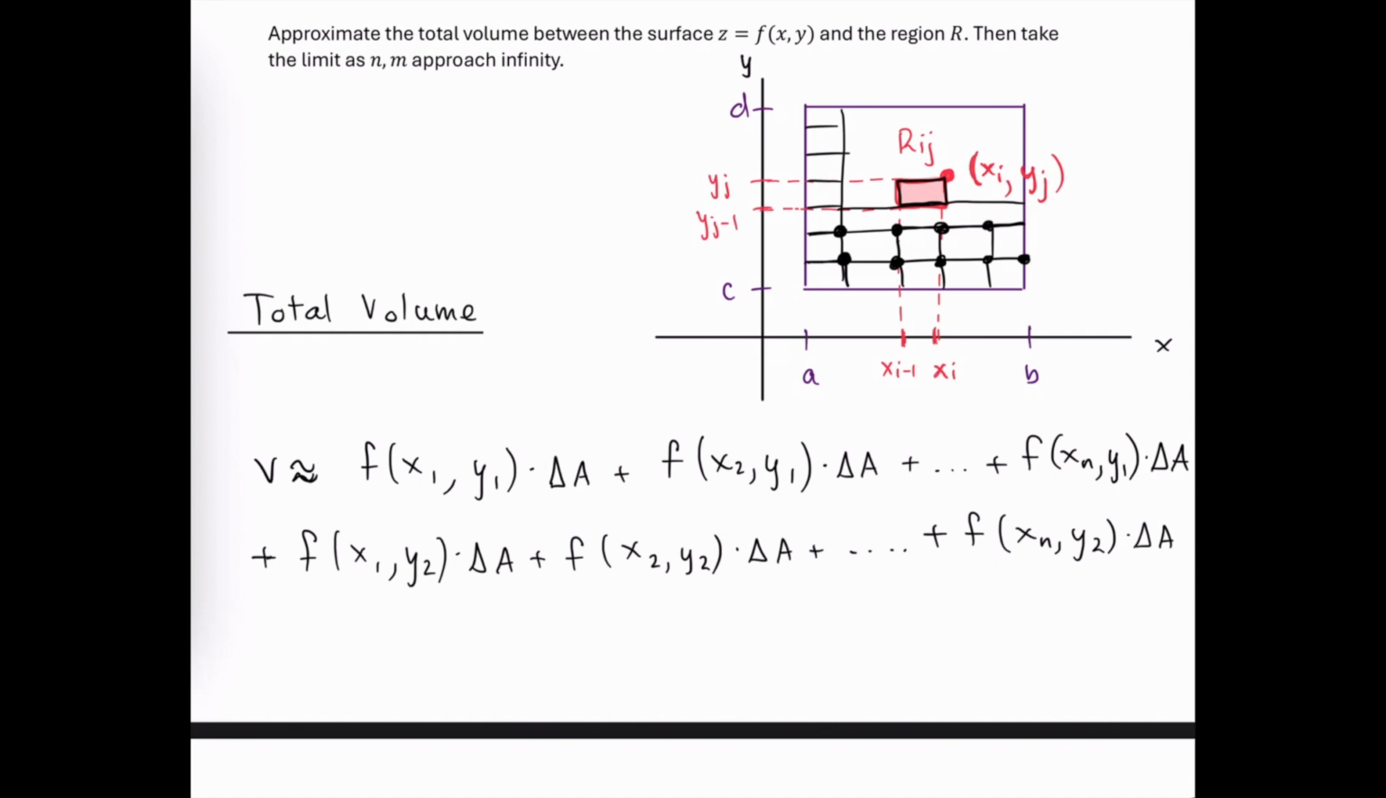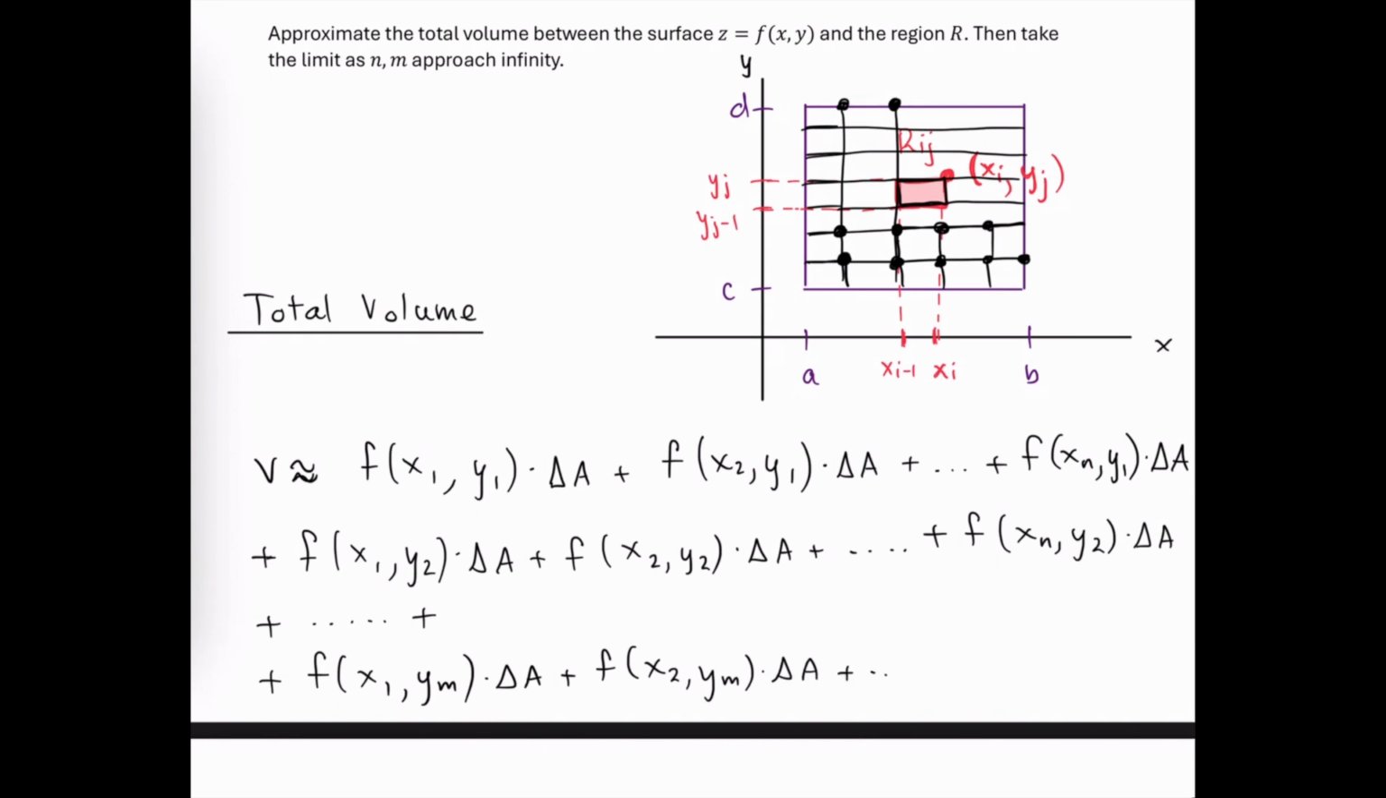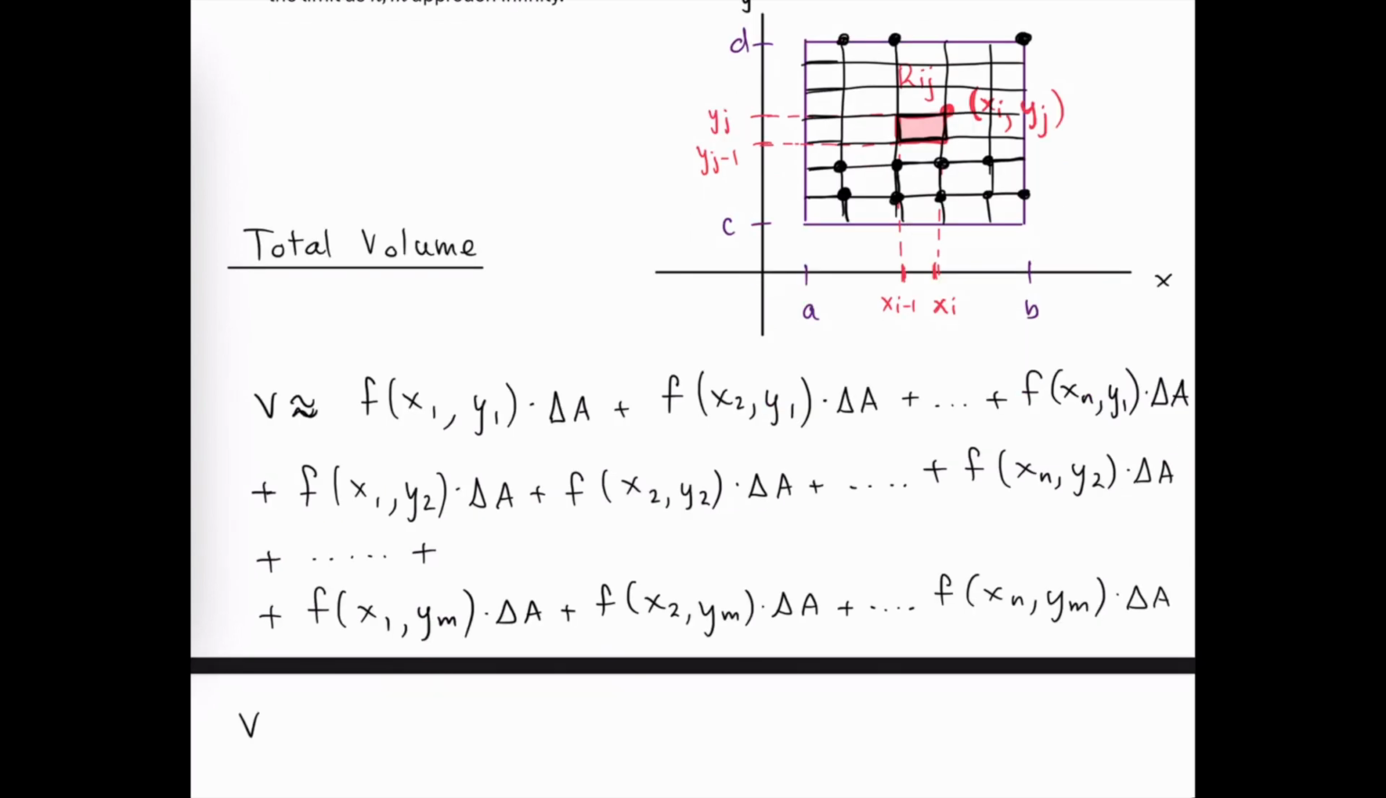And we keep on adding up more and more of these rectangular solids until we get up to this top row, where the height of the rectangle is determined by that first x value again, but this time we are at the mth y value, times delta A, plus the function evaluated at x sub 2, y sub m, delta A, plus continuing on down this row until we get to that last corner, which is x sub n, y sub m, delta A. So this is a lot to take in.